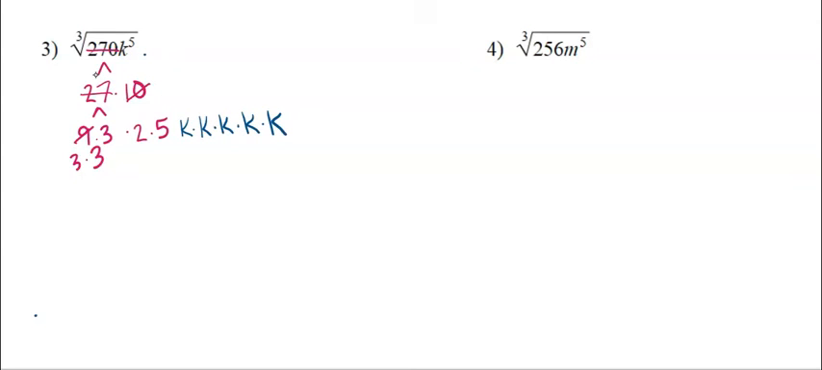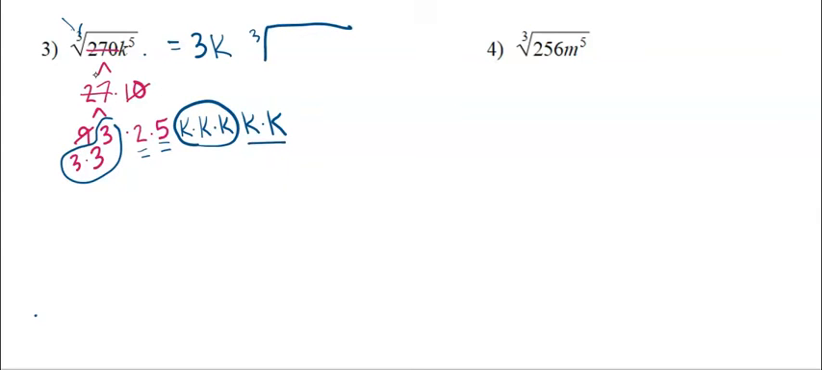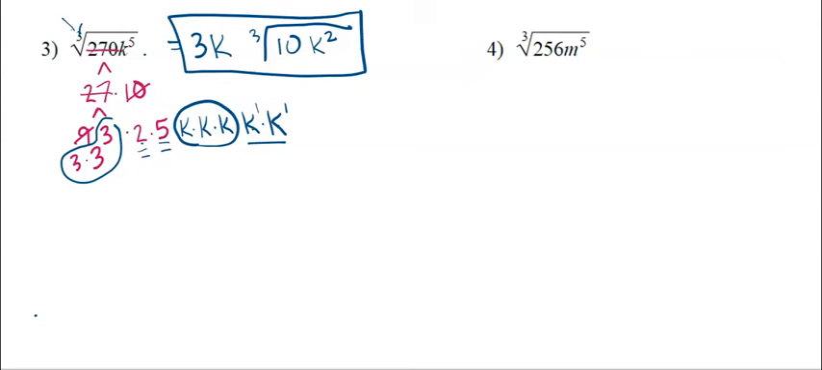Okay, so now we're going to look for triples. So I have a triple 3, single, single. Here's a triple K, we just write it once. And we have a double. So I'm going to write my cubed root. And then I have 2 times 5. And then k times k, remember we add exponents, so I get k squared. So this would be our final answer.